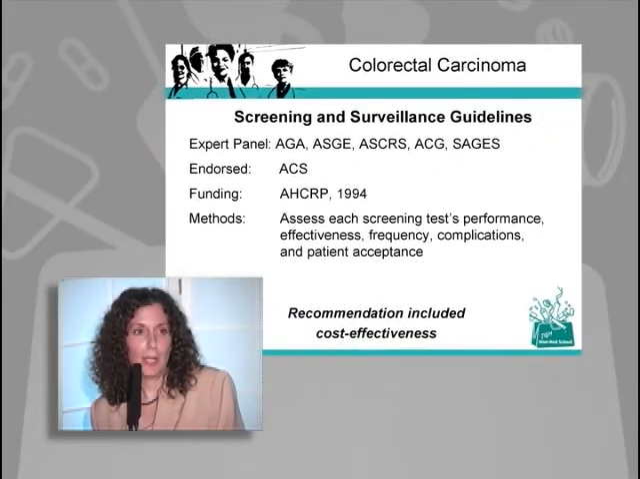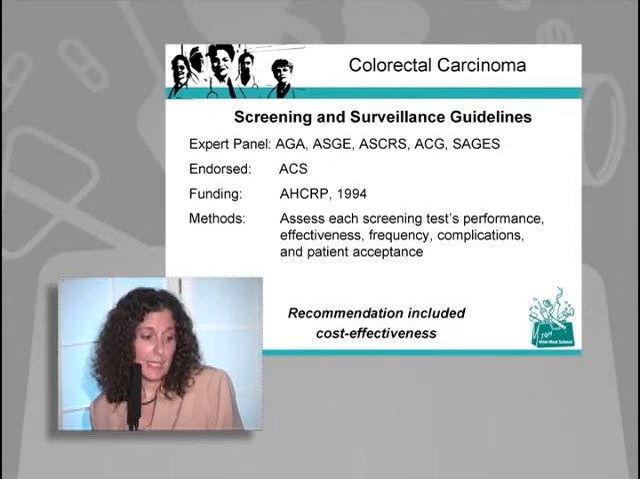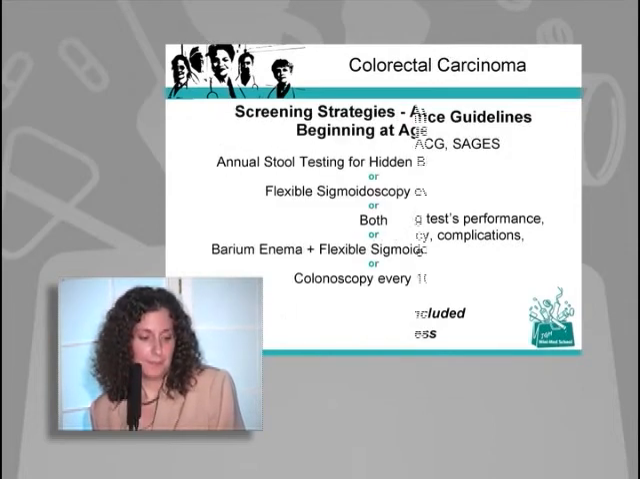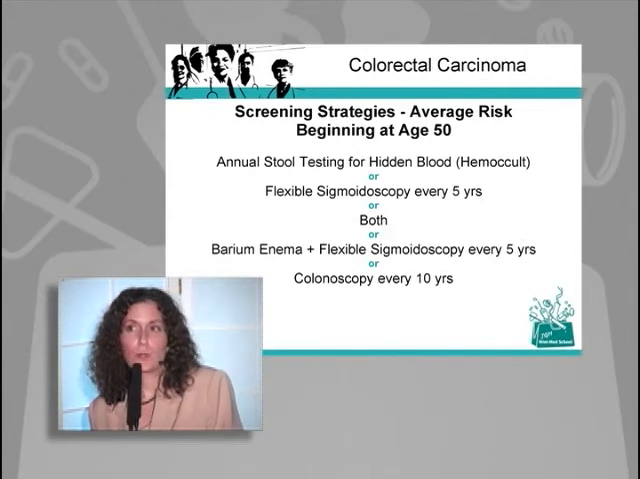And we have guidelines from a number of American gastroenterological and colorectal associations that have put these guidelines together. And although the American College of Surgeons did not participate in forming these guidelines, they strongly endorse them. So what are the screening strategies for the average risk patient? When we say average risk, these are patients over 50 that have no other risk factors.